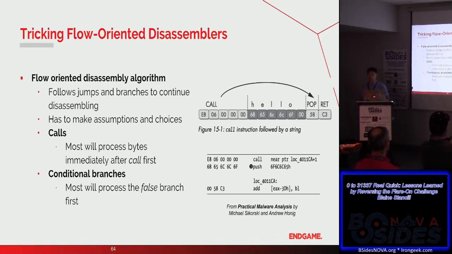And malware authors can abuse this behavior by having a conditional jump after a condition that they know will always be true, and arrange the bytes such that the instructions that are disassembled in the false branch conflict with the bytes that are disassembled when the branch is not taken.